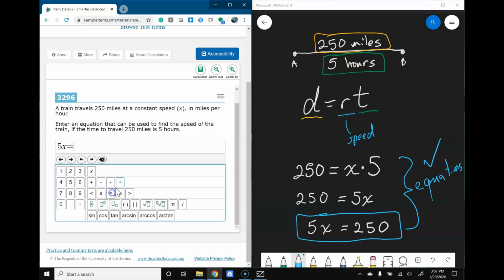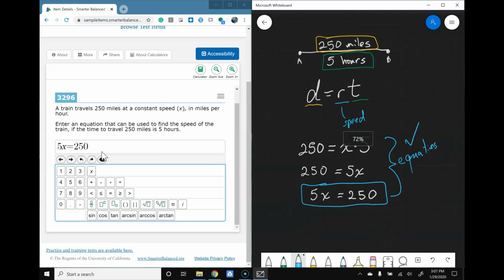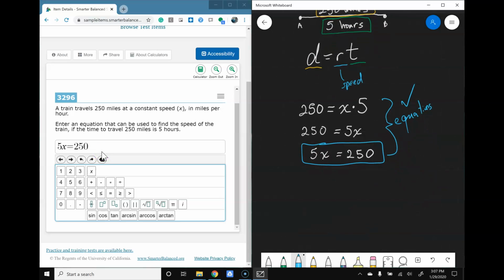5x equals 250. Now remember, they didn't actually want us to solve it, but, curious. Let's go ahead and find out what that rate would have been. We divide by 5 on both sides. These 5's cancel. x is equal to, 5 will cancel this out, making it 50. And so we know that that train was traveling a constant speed of 50 miles per hour.